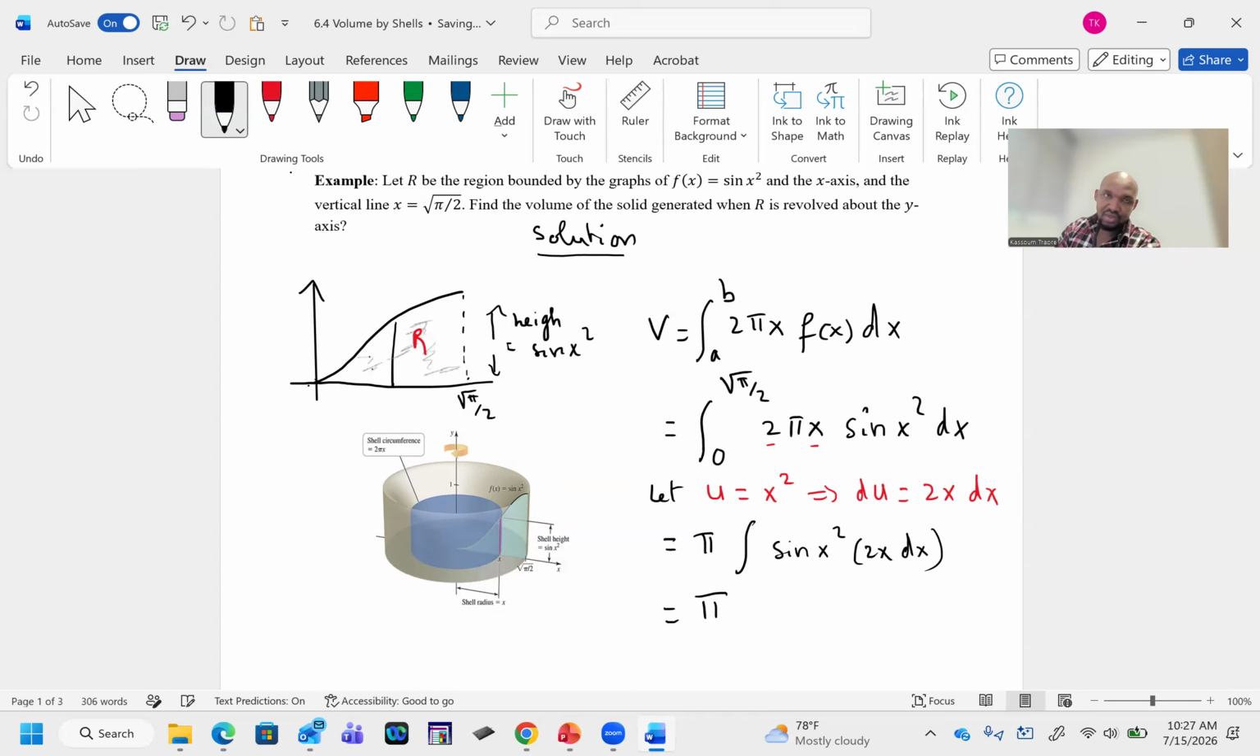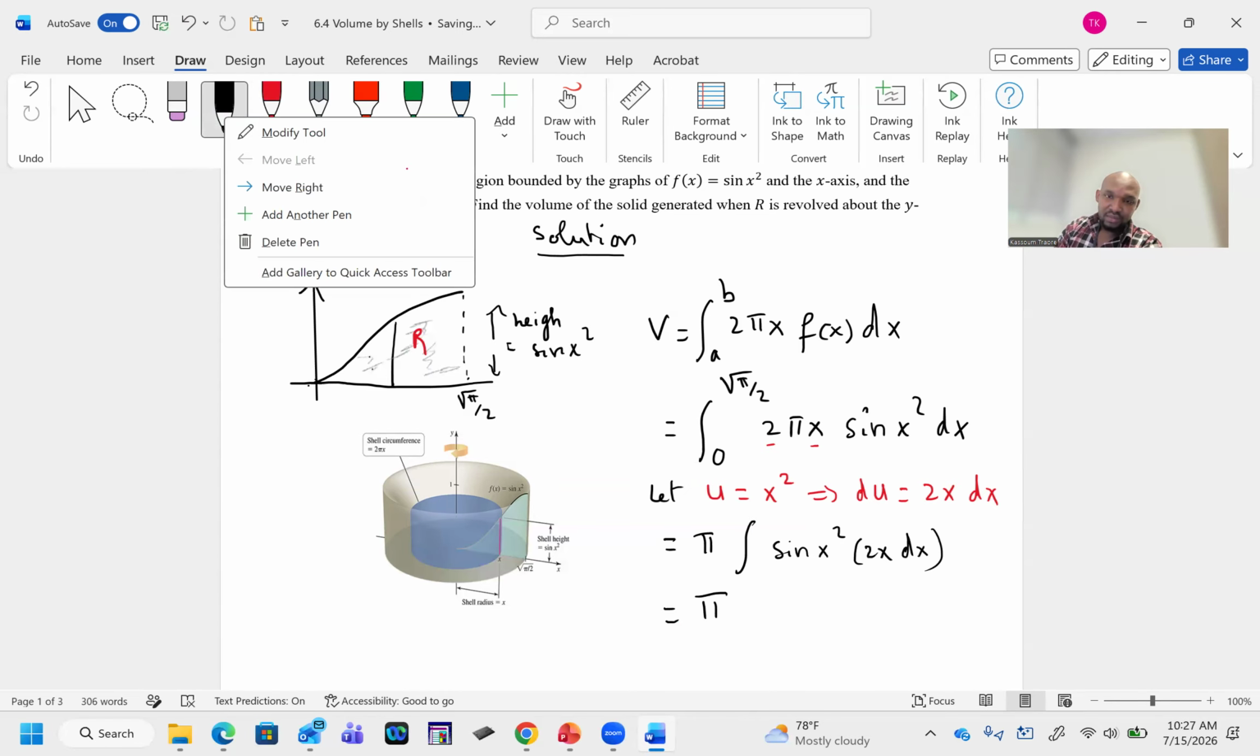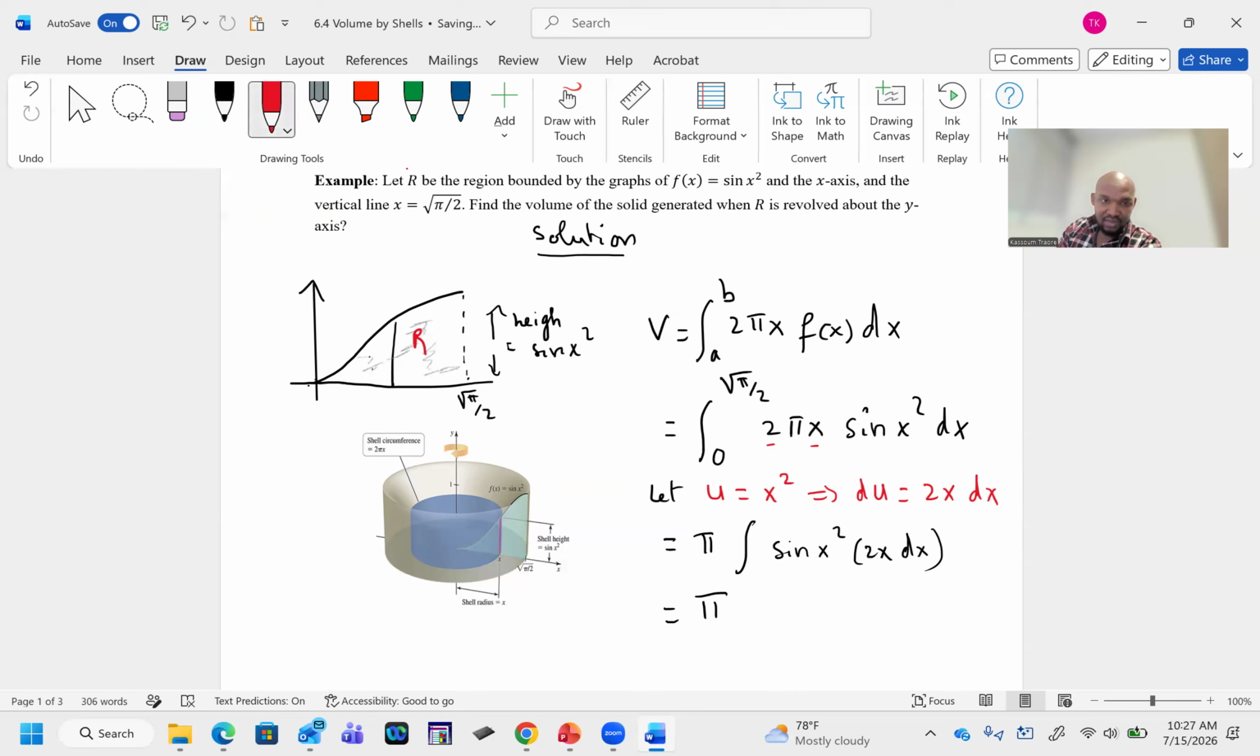This is just to substitute easily. Of course, we have to change the limits of integration as well, because if x is 0, then u will be 0 squared, which means u also will be equal to 0. But if x is square root of pi over 2, squaring and square root will cancel out, so u will be what? Pi over 2. So whenever I change the variable to u, the limits of integration also will be changed. So now this was from 0 to square root of pi over 2.